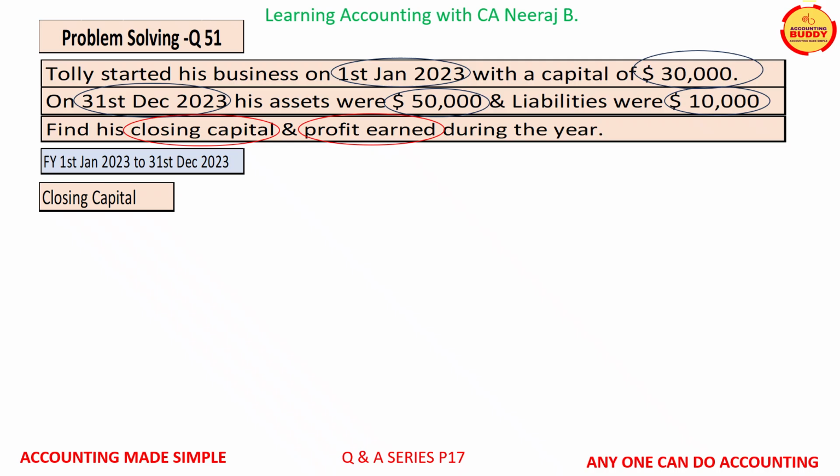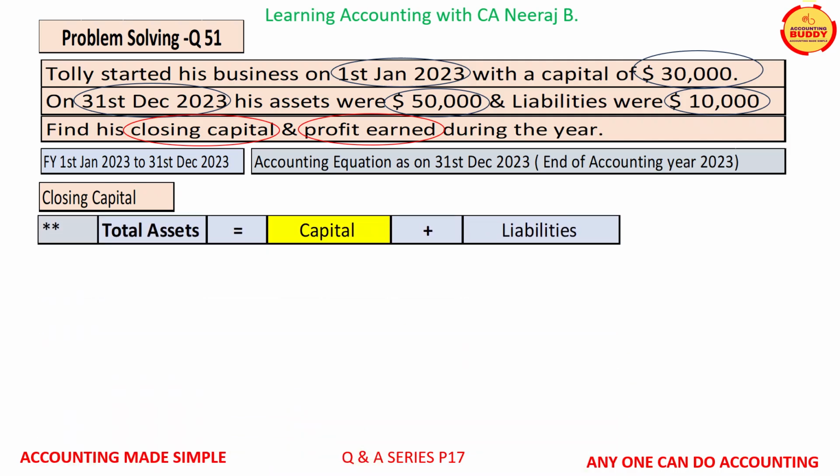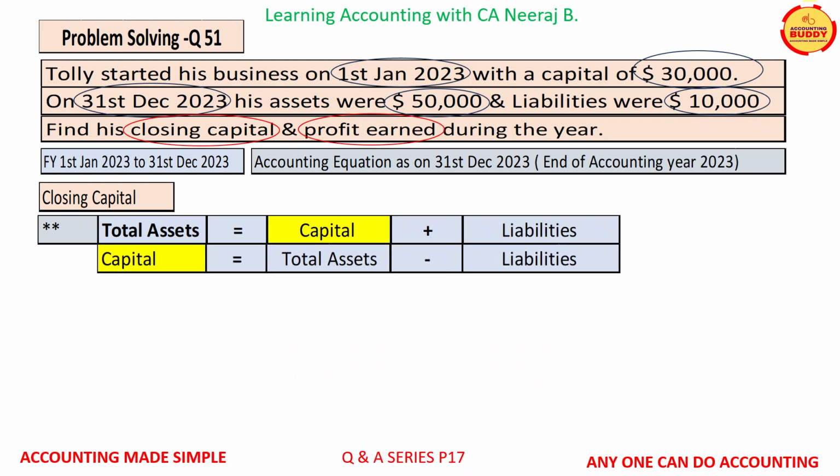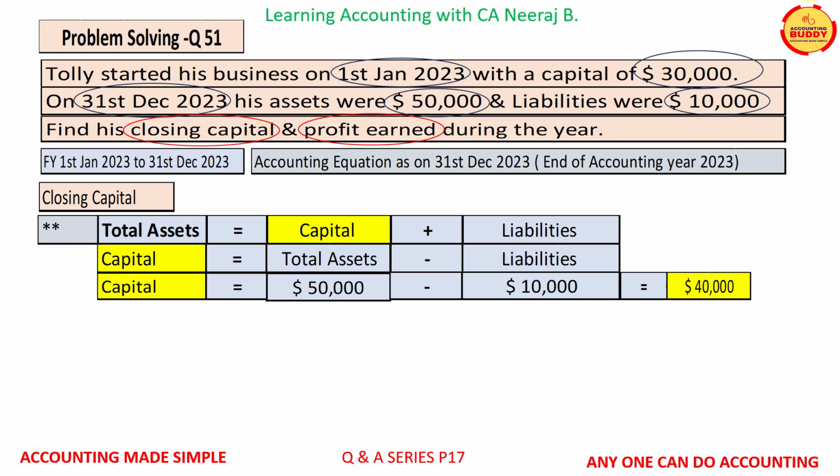To calculate closing capital, let us prepare accounting equation as on 31st December 23, that is at the end of the accounting year 23. We know that the accounting equation is total assets are always equal to the capital and the liabilities of the business. Therefore, closing capital which we need to find out will be equal to the total assets minus total liabilities. Therefore, if from the total assets of $50,000, total liabilities of $10,000 are deducted, we will get the closing capital of $40,000 as at 31st December 23.